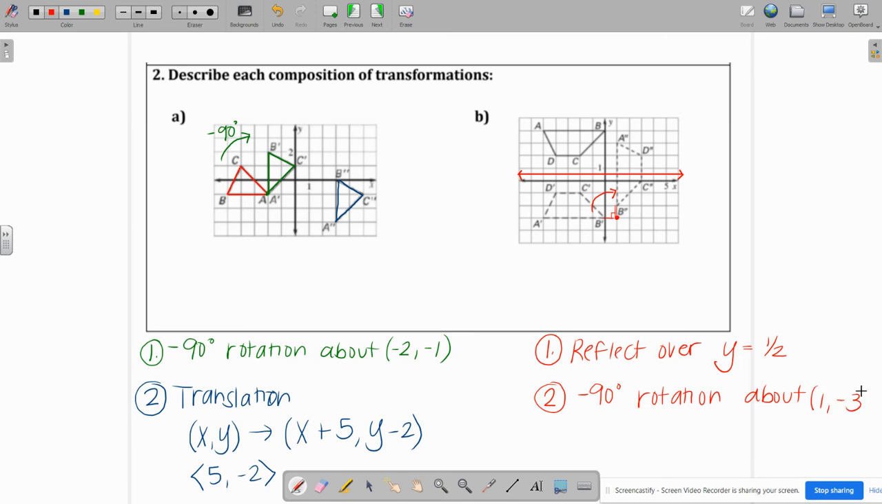So 1, -3. Now a negative 90-degree rotation is the same thing as a positive 270-degree rotation. So if we wanted to, we could have also said that going this direction, this would be a positive 270 degrees as well. So anytime you're working with rotations, you actually have multiple ways that you can write those angles.